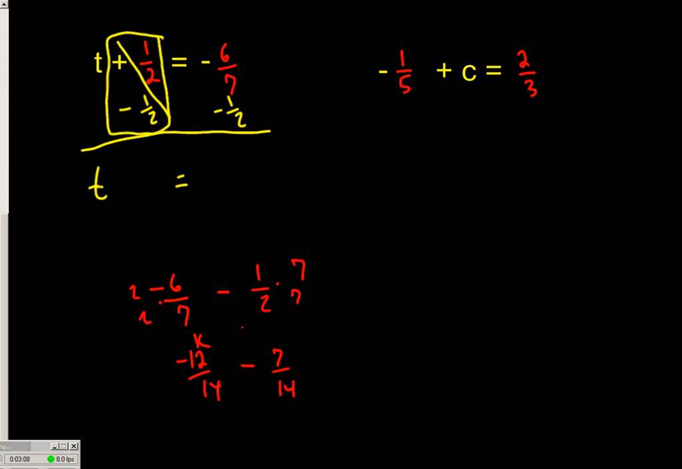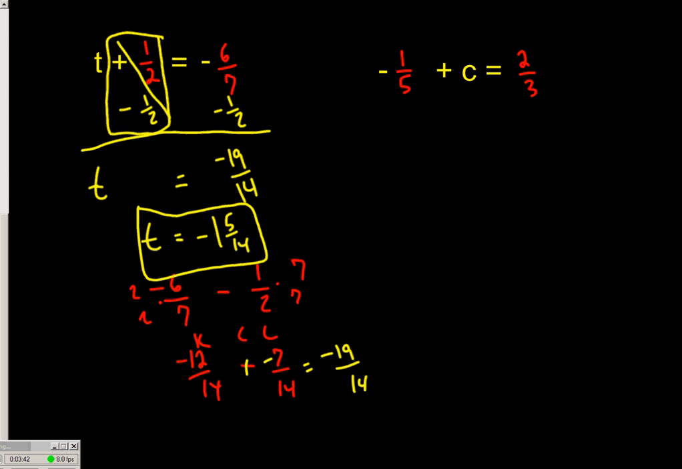Don't forget to keep change. Get a different color here. So this stays the same. This will change to plus, and this will go to a negative. What is negative 12 plus negative 7? Negative 19 over 14. And 14 goes into 19 one time, so t equals negative 1, and we've got 5 left over. There's your answer.